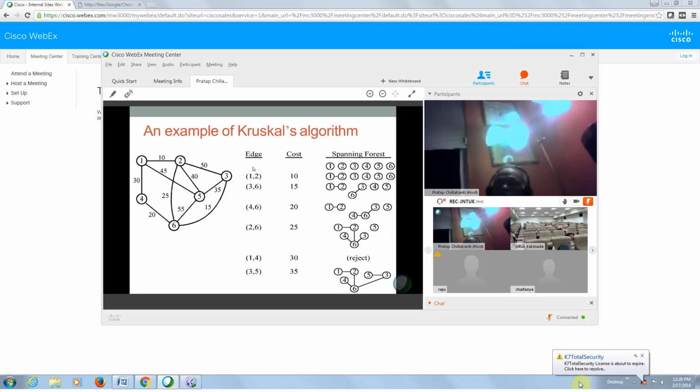Now you have a sorted order of the edge list. Remember, non-decreasing order means it's ascending order. I don't know why they have to call it non-decreasing. Why can't they call it ascending?